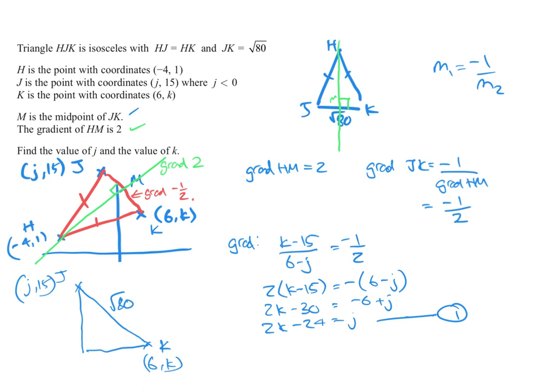Now looking again at my triangle, I know this is right angled because that's how I've constructed it. So I can actually look at the distances as well. I can form an equation here using Pythagoras' theorem. I know what this distance is, I know what this distance is. This is the change in y, this is the change in x. So I can write another equation here whereby I have the root of 80 squared is equal to my change in y, which is 6 minus j squared plus my change in x, which is k minus 15 squared. So I've got my change in x and my change in y.